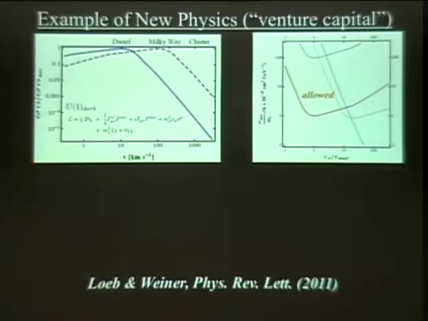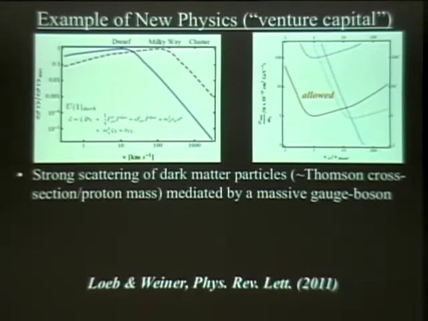So if you, for example, imagine that the dark matter is weakly interacting with ordinary matter, but it's strongly interacting with itself, it's a very different behavior. And by strongly interacting, what I mean is that the dark matter particles scatter off each other with a cross-section that is comparable to the Thomson cross-section of electromagnetism divided by the proton mass. So what matters is the cross-section per unit mass of a particle.